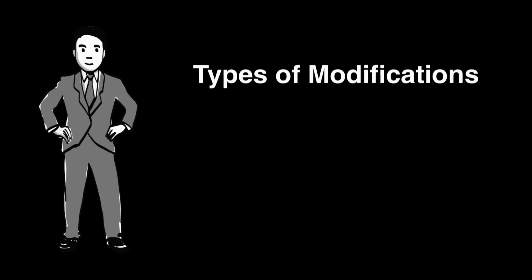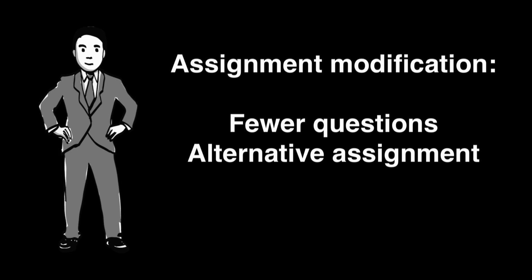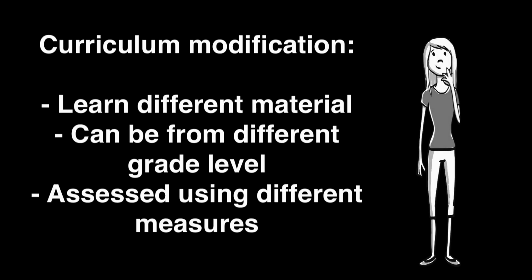Modifications can also be categorized by type. For example, an assignment modification might mean a student answers fewer questions on a test or completes an alternative assignment. A curriculum modification might mean the student will learn different material than what might be considered grade-appropriate content. An assessment modification could involve measuring student achievement using a different standard and scale than students without IEPs.